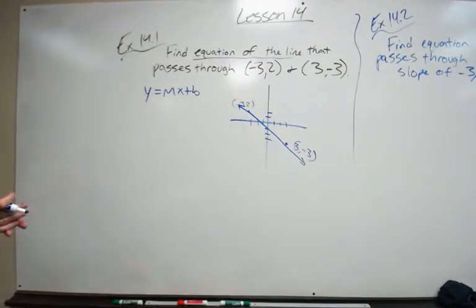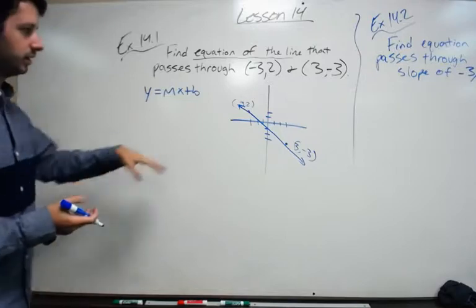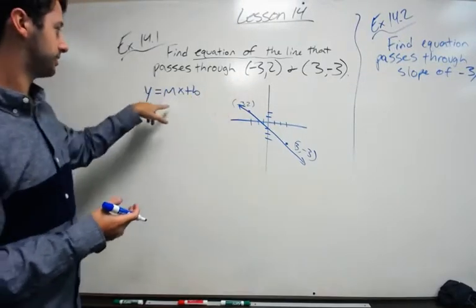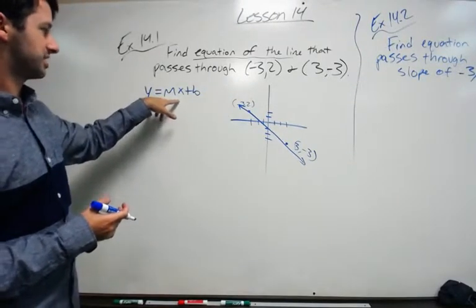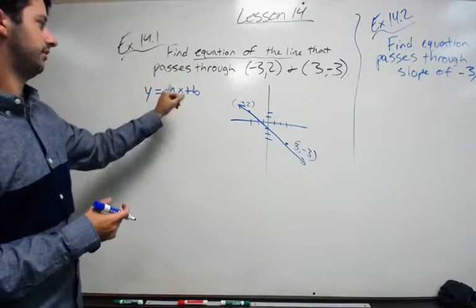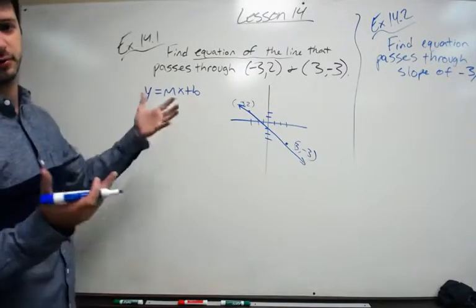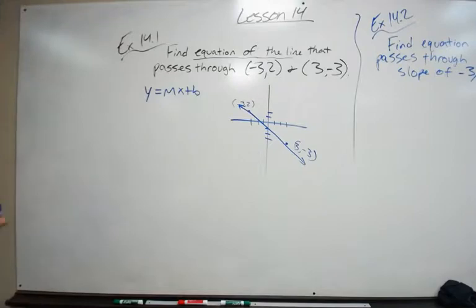So what we're going to do here, yes, we have two coordinates. If we plug those into y and x, that would still leave us with the variables m and b. So therefore, we would not be able to solve. We would still have two variables. So what else could we do?